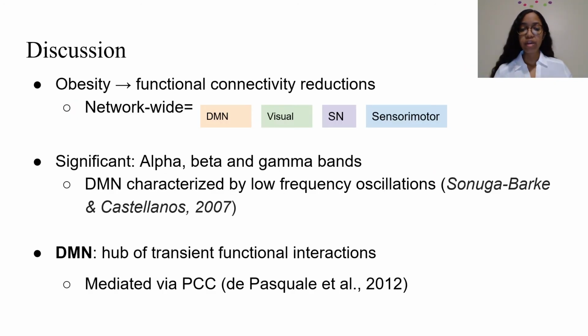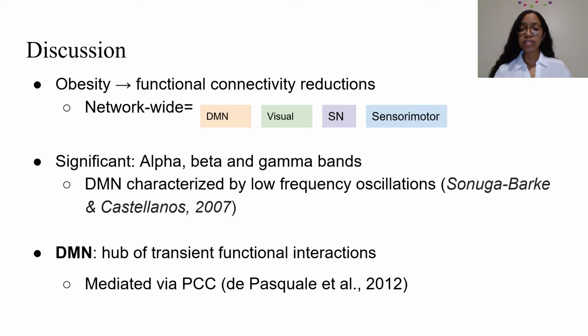So in summary, we found that obesity resulted in functional connectivity impairments that spanned networks, and this included the DMN, the visual, the salient, and the sensory motor network. We also observed these significantly impaired functional connectivity patterns in the alpha, the beta, and the gamma bands. And this aligns with findings of previous studies implicating these oscillatory frequencies with internally directed tasks.